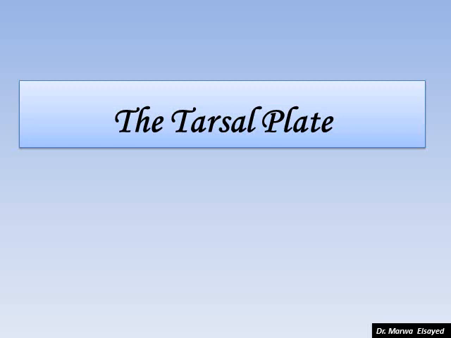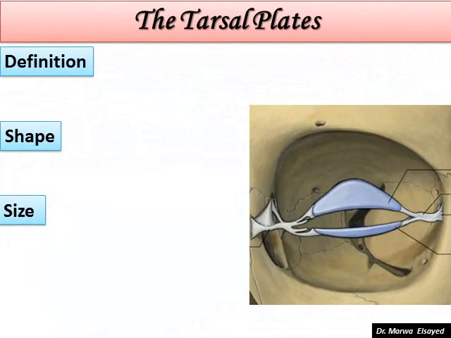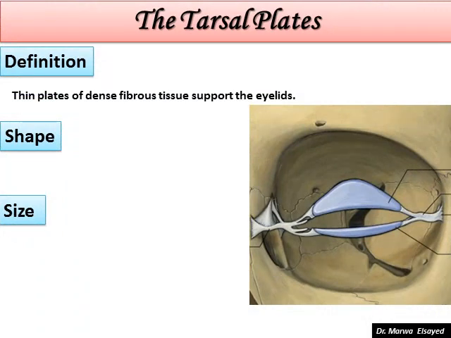Now we'll talk about the tarsal plate. The tarsal plate is a dense fibrous connective tissue which supports the eyelid. Its function is supportive to the eyelids. As we see, the tarsal plate is crescentic in shape with forward convexity to adapt the anterior surface of the eye.